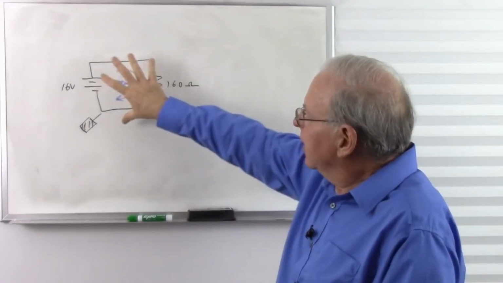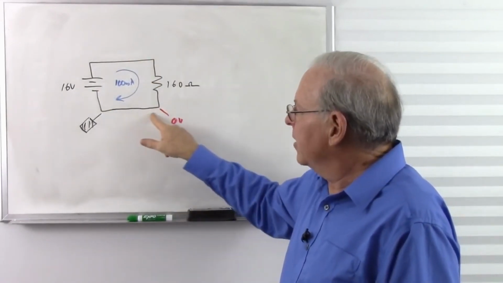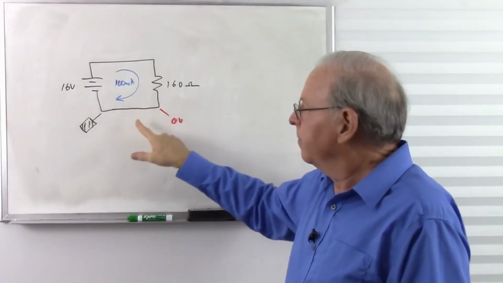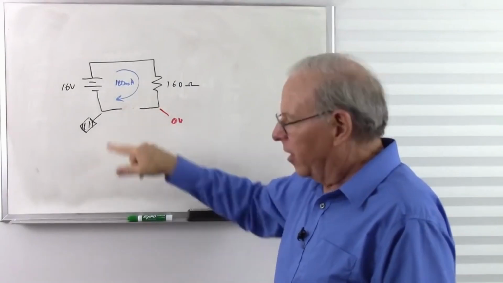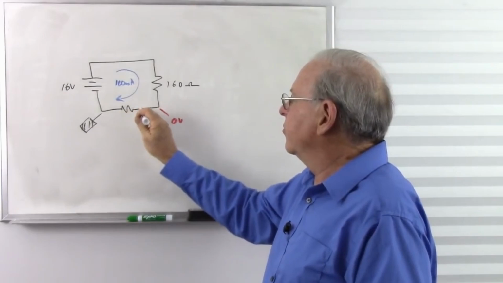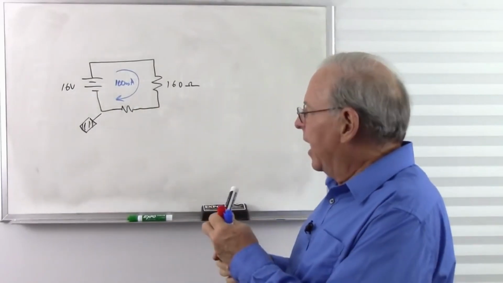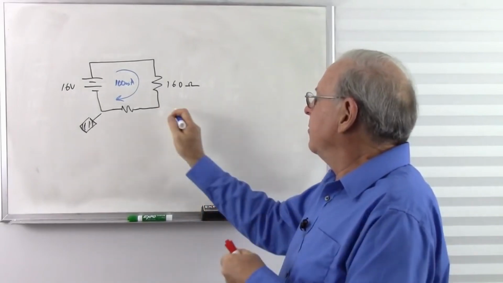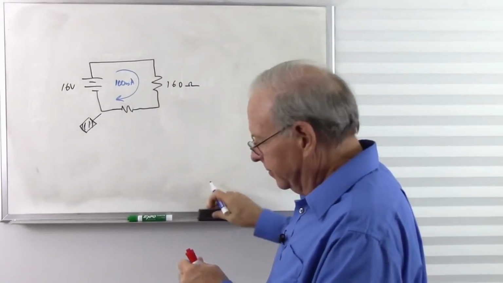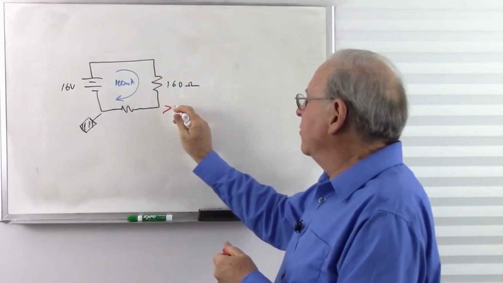So if we just kind of redraw the circuit that way, maybe it makes a little more sense. I shouldn't expect to have any difference in voltage between these two points because there's no resistor there. Now, as soon as I put some resistance there, now I have current plus resistance, and I expect this voltage to be something higher, something greater than 0. I did that in blue. I wanted to do it in red. I expect this voltage to be something greater than 0.